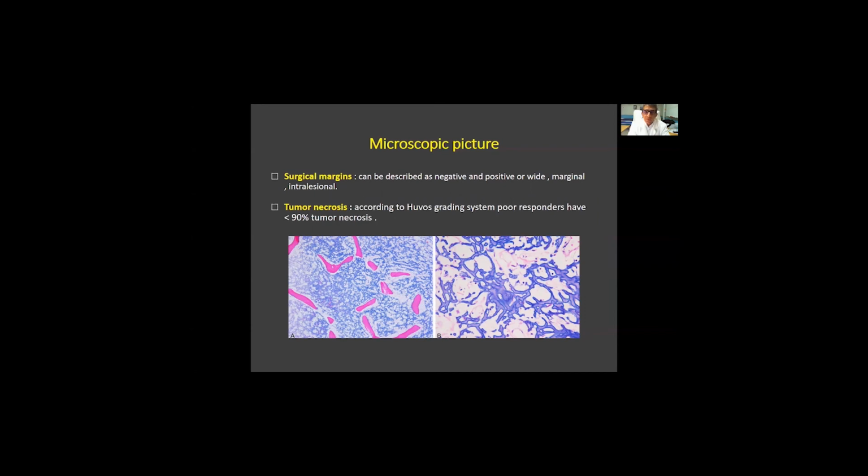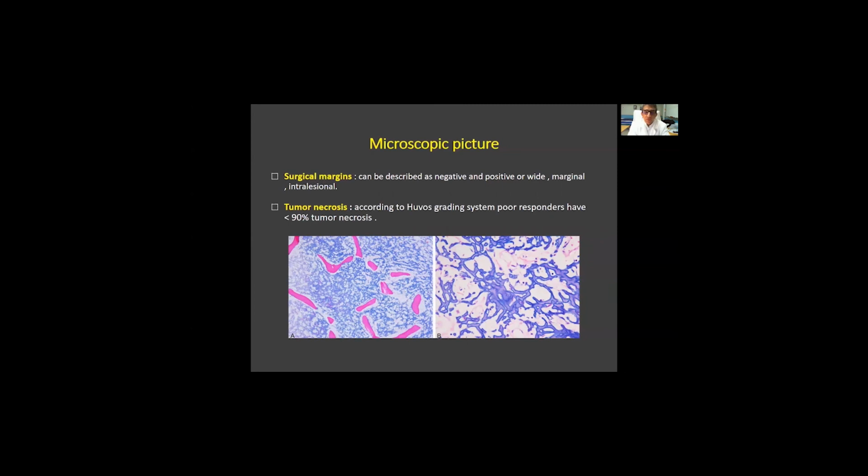The surgical margins can be described in some of the pathology reports as negative or positive, or in others as wide, marginal, and intralesional. Negative margins are adequate margins, while positive margins are inadequate margins. And of course, we know that wide margins are the mainstay in the treatment of bone tumors, and that marginal and intralesional margins are not accepted.